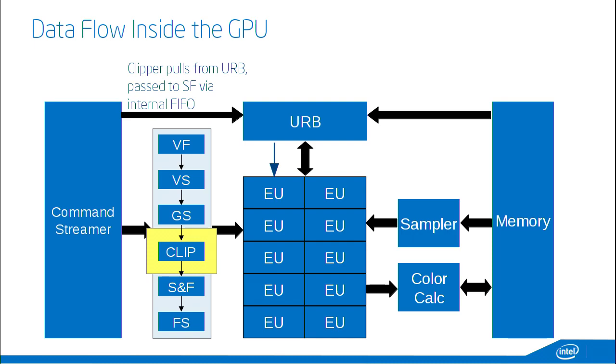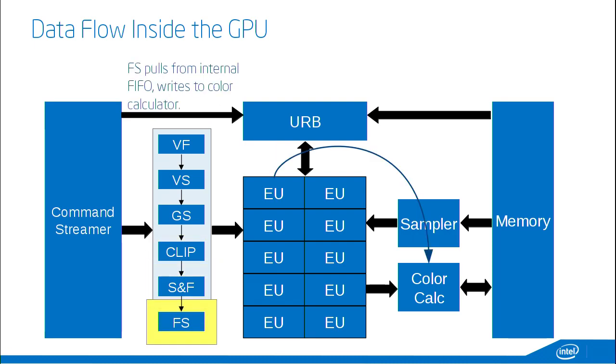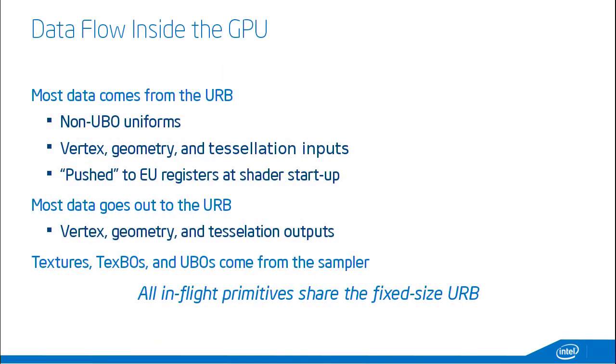And then the URB kind of drops out of the picture at this point as data goes through some sort of specialized FIFOs between the clipper, the strips and fans unit, and then down into the fragment shader that's going to write data out to the color calculator that does the blending operations through the frame buffer and all the sort of back-end per fragment operations. So most data that gets into the execution units comes through the URB.